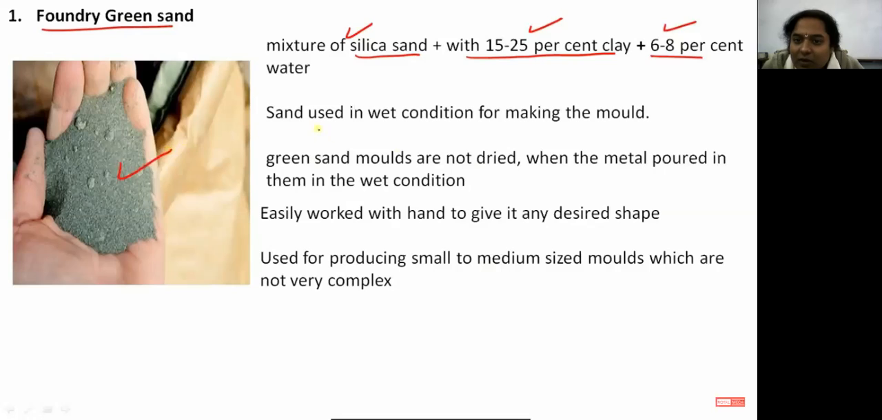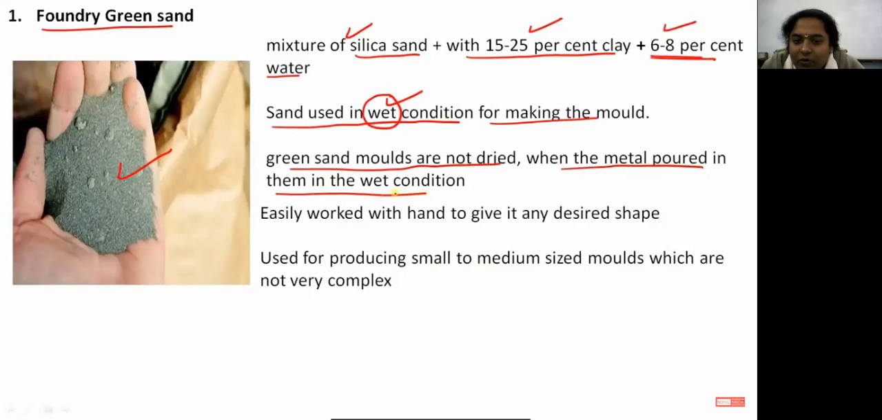Sand is used in wet condition for making the mold. It should be slightly wetted, not completely wet, but very slightly wet. Green sand molds are not dried when the metal is poured into them. It is easily worked by hand to give it any desired shape, and is used for producing small to medium sized molds which are not very complex.